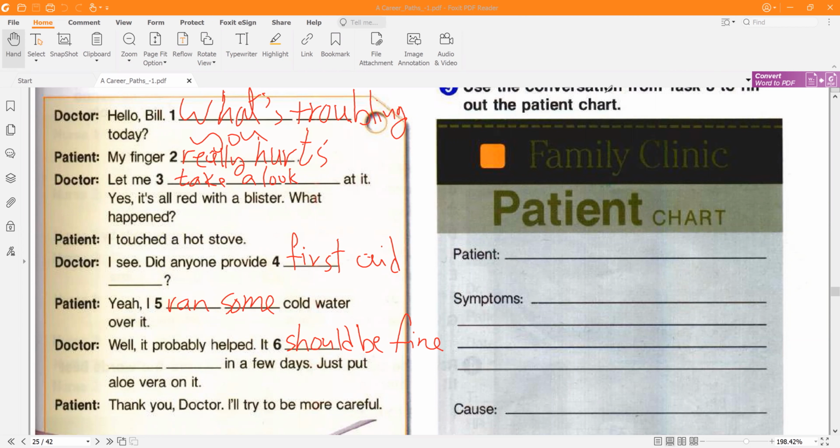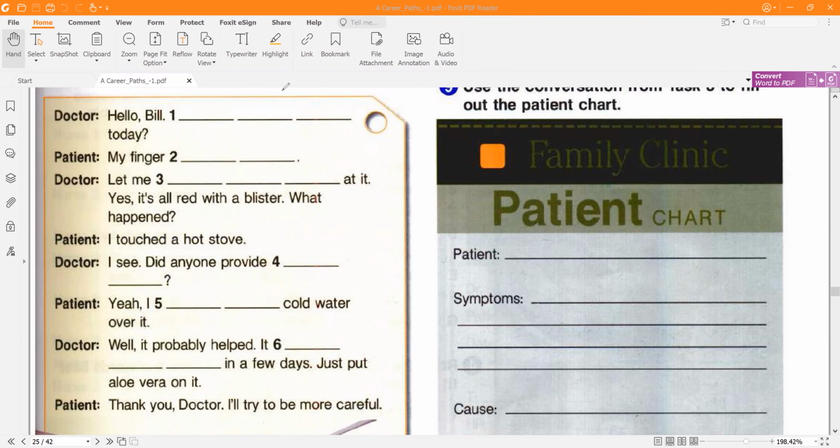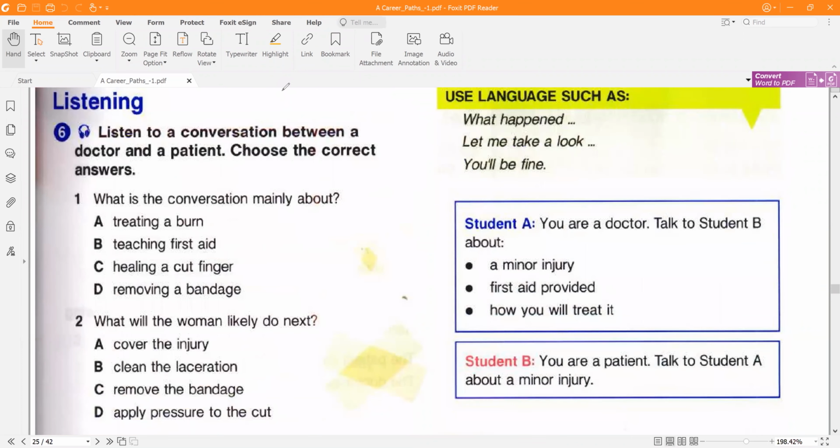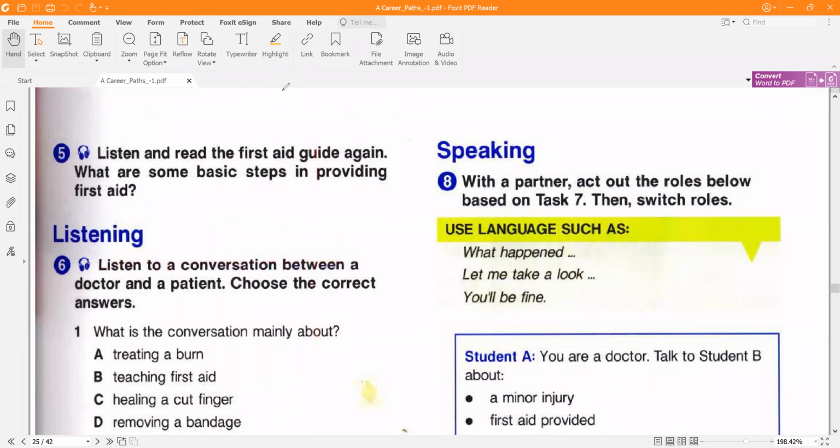Then in the last part, we have some issues related to grammar here. So we say, if you look at the sentences here, what happened? So you are asking the patient what happened. So asking about description or a history. So what happened? So he said, I touched a stove, a hot stove. So his finger burned. Let me take a look at it. Let me check it for you. Let me see it. So here, this is an imperative, فعل أمر.